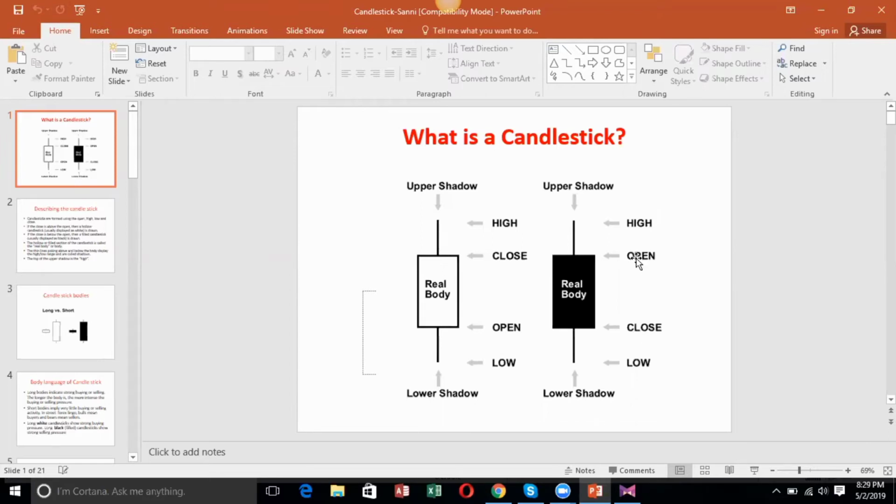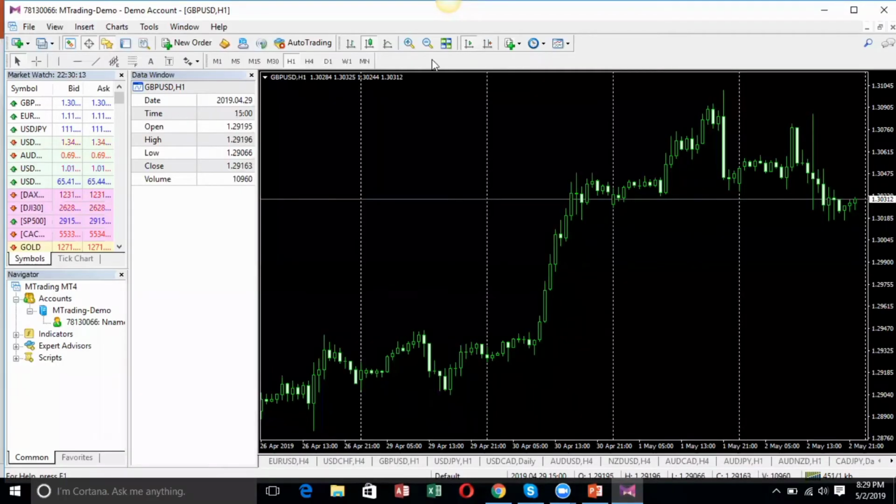The open is higher than the close. That is what? The sell candle. So with this, you can identify if a candle is bullish or bearish. Now let's look at the charts we have here.